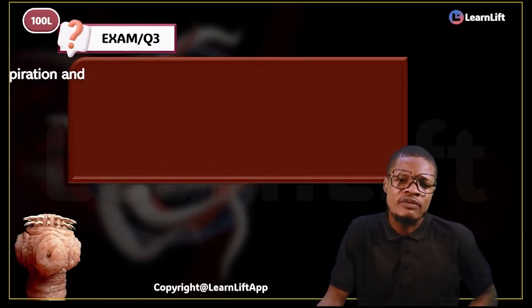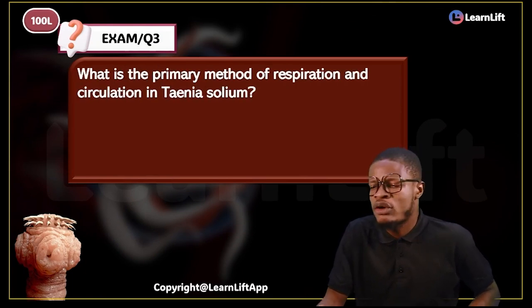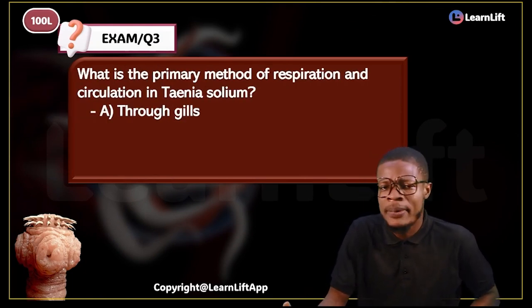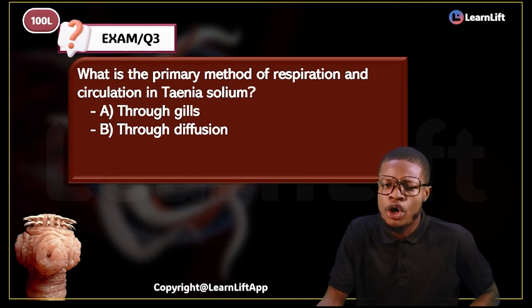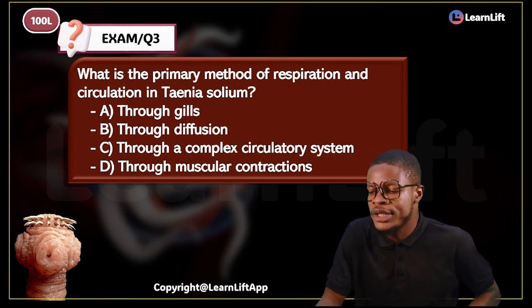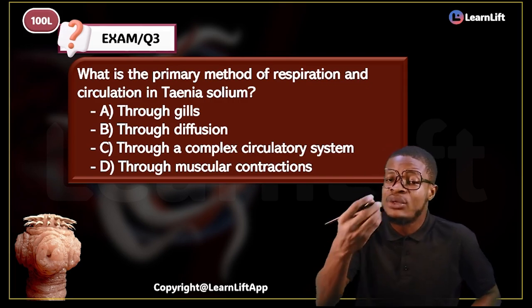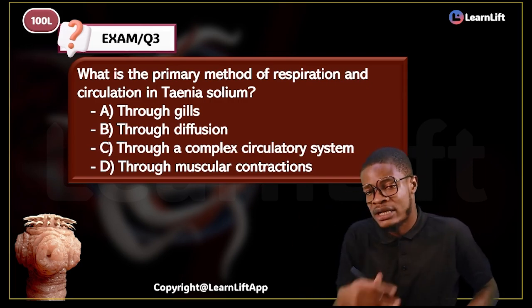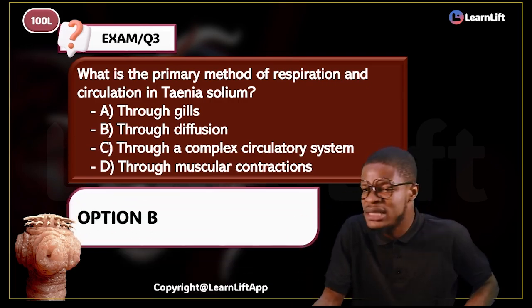Another important question they asked us in question 3 says, what is the primary method of respiration and circulation in Taenia solium? Is it through gills, or through diffusion, or by a complex circulatory system, or through muscular contraction? The way they respire and the way nutrients circulate in their bodies is by diffusion, and that is the answer.